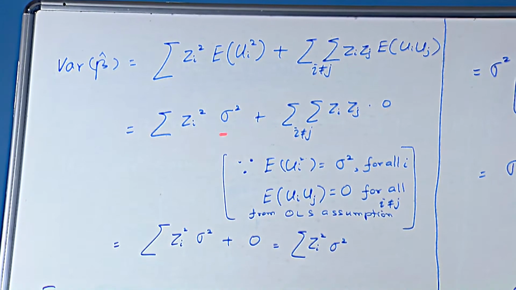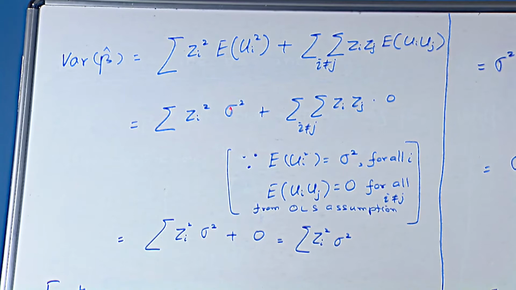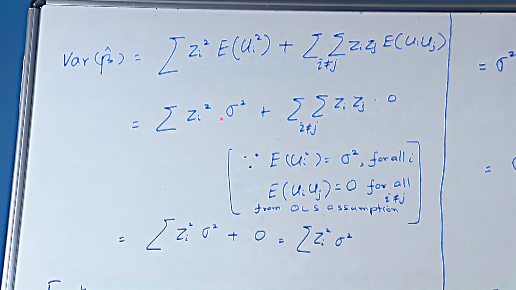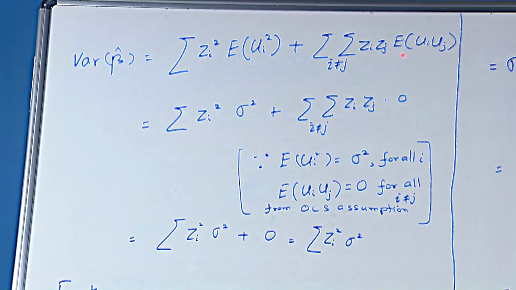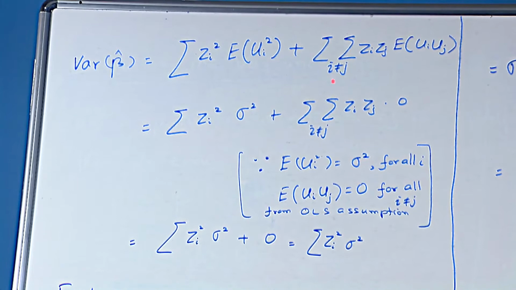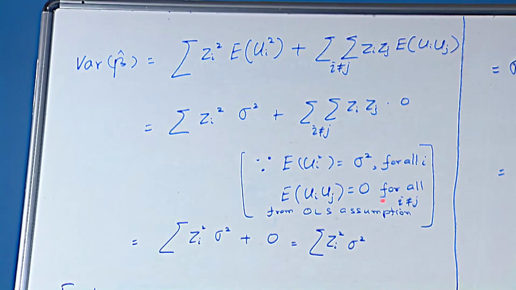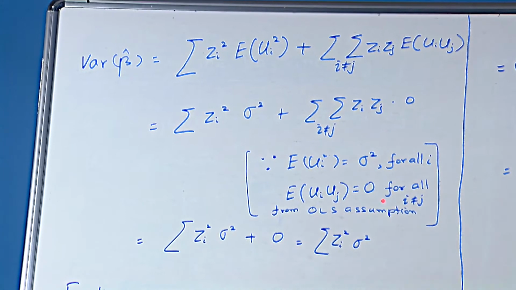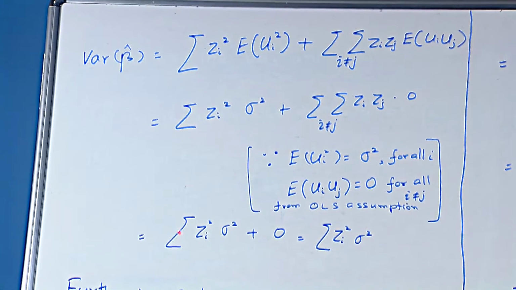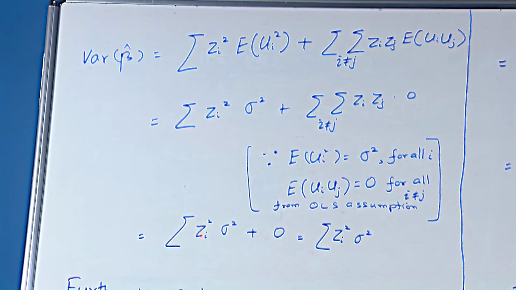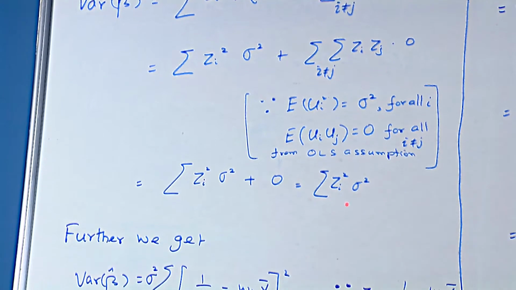This is from the OLS assumptions, because the expectation of ui square is equal to sigma square, a constant for all i, is the homoscedasticity assumption. Similarly, expectation of ui uj, i not equal to j, is 0 according to the no autocorrelation assumption of OLS assumptions. So substituting these values, we get variance of beta hat is equal to sigma zi square sigma square plus 0, that is sigma zi square sigma square.